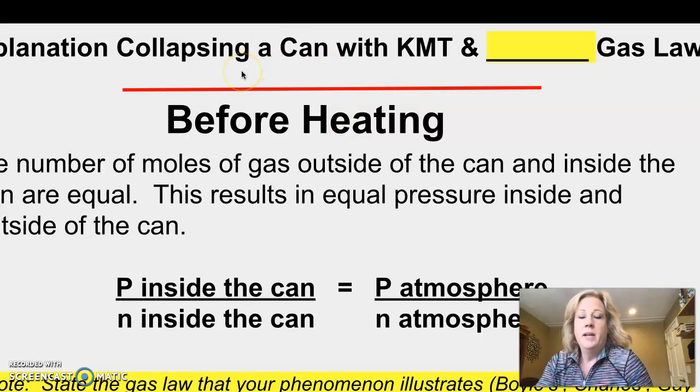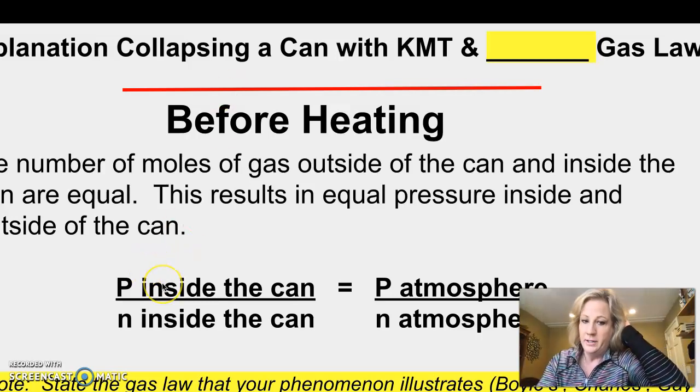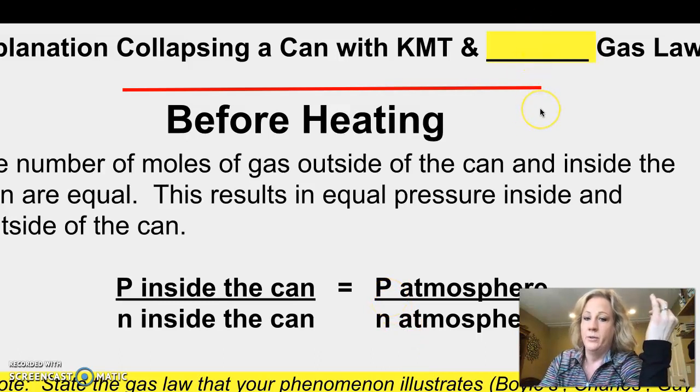So this is my explanation and my gas law. Before heating, the ratio of the pressure to the number of moles inside of the can is equal to the atmospheric pressure and the number of moles in the atmosphere. This is not officially a gas law. It's not Charles', Boyle's or Gay-Lussac's, so I left this blank. But a lot of your phenomena that you pick will be one of those gas laws.